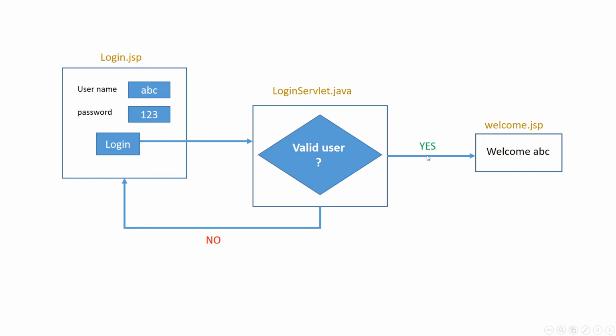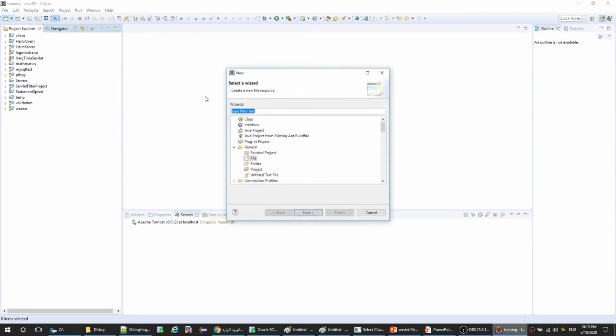It will be forwarded to the welcome JSP file. If he isn't valid, he will be redirected to the login JSP. So let's go to implementation. First, we'll create a new Maven project.